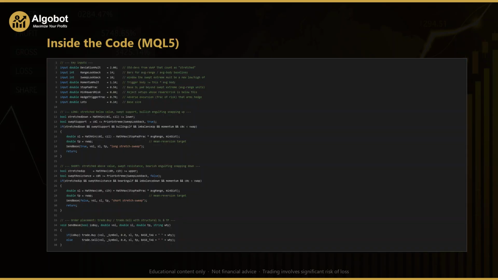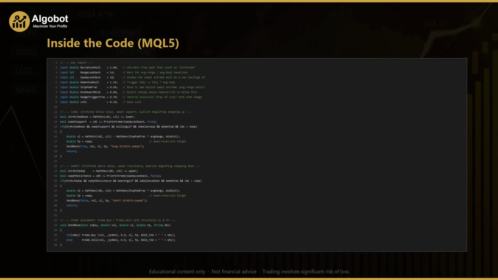Let's read through the MetaEditor code on screen. At the top are the key input parameters. Deviation multiple, defaulting to 2, sets how many standard deviations from the VWAP count as stretched. Range lookback of 14 feeds the average range and average body baselines. Sweep lookback of 10 is the window the swept extreme must be a new low or high of. Momentum multiple demands the signal candle's body be at least 1.1 times the average body. Stop pad frac, min reward risk, HedgeTriggerFrac, and the base lot size round out the set.